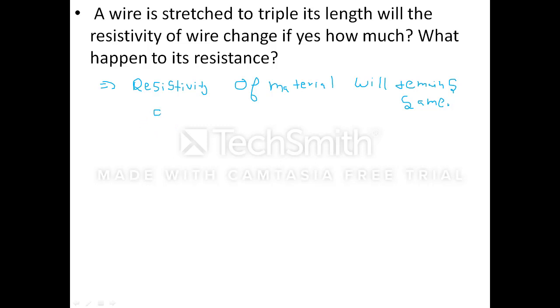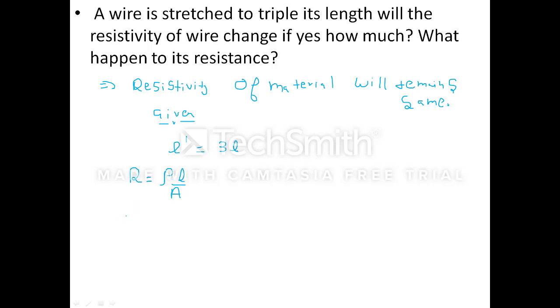Now we'll first of all write what is given in this problem. A wire is stretched to triple its length. Now when the wire is stretched, its length changes, that is denoted by L dash, and it is tripled, that is thrice L of its original length. Now we know that R is equal to rho L by A. This is the resistance of a wire under a normal condition.